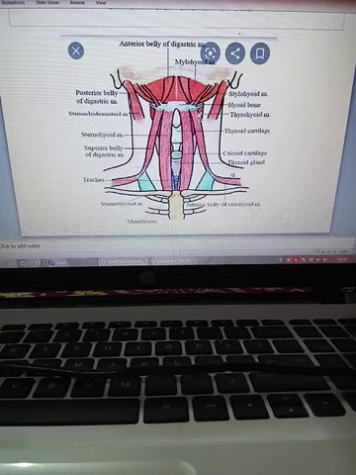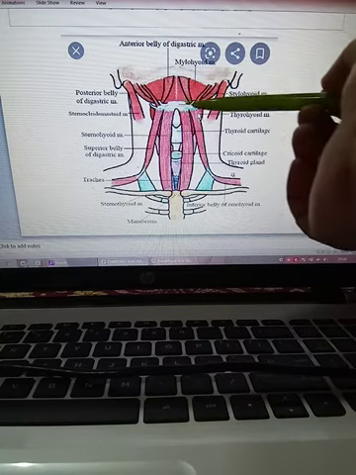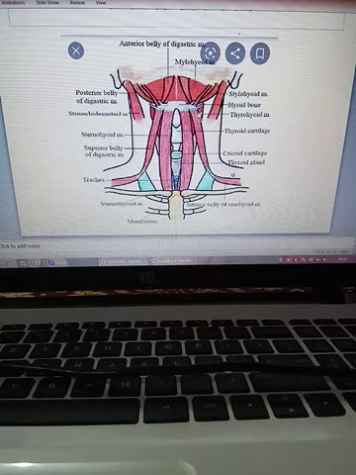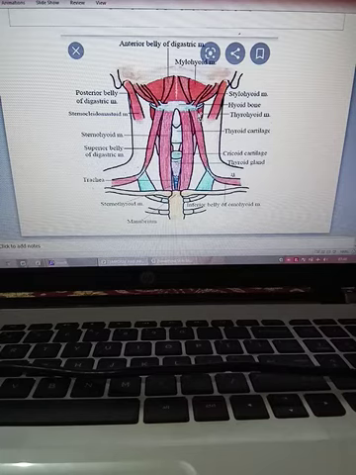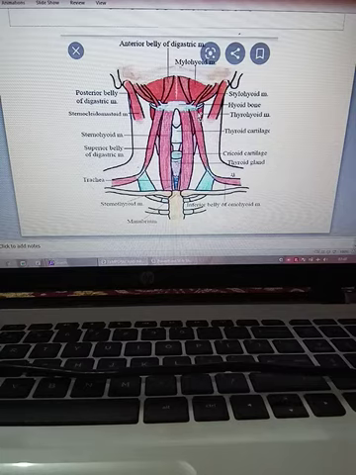Geniohyoid. It arises from the genial tubercles of the mandible and gets inserted on the body of the hyoid bone. It is innervated via the hypoglossal nerve. Its function is the elevation of the hyoid bone and depression of the mandible.